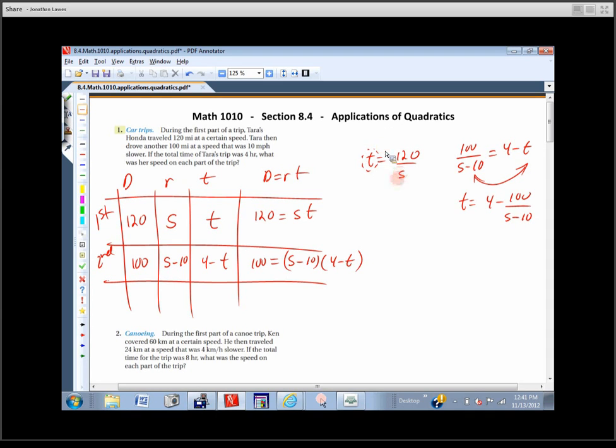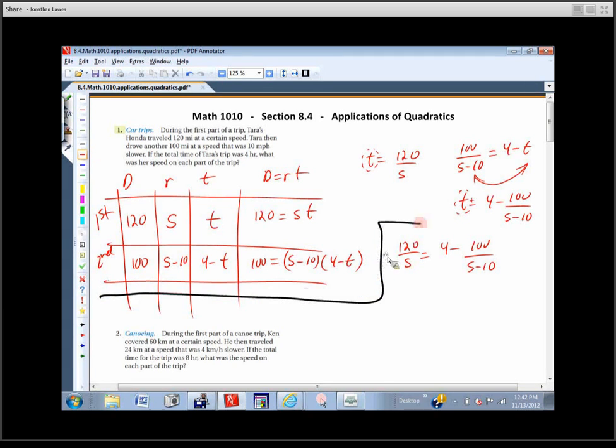There's t equals this stuff. There's t equals this stuff. So if t equals 120 over s and t equals 4 minus 100 over s minus 10, what can I do with these two equations? Set them equal to each other. So I get 120 over s equals 4 minus 100 over s minus 10. Now, once I get to this point, I'm going to stop right here for just a second. Once I get to this point, I can actually ignore the rest of the problem because this is just a rational equation.